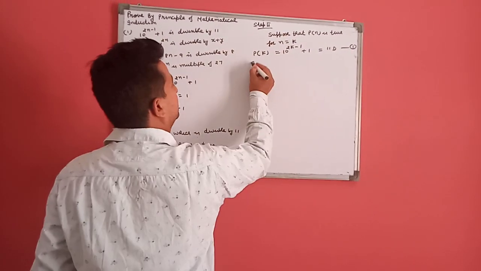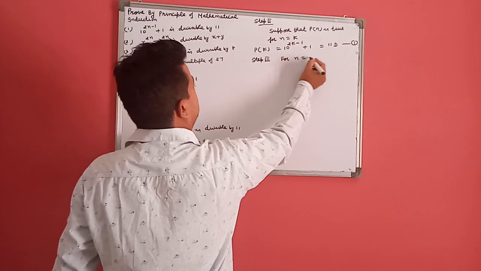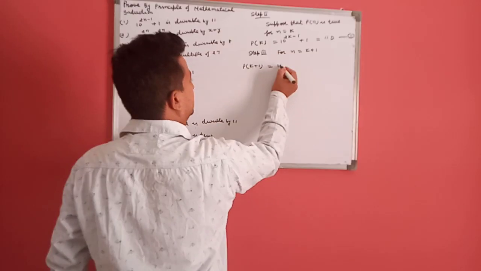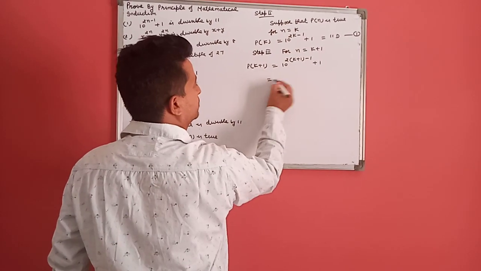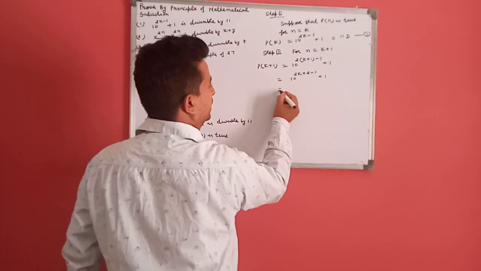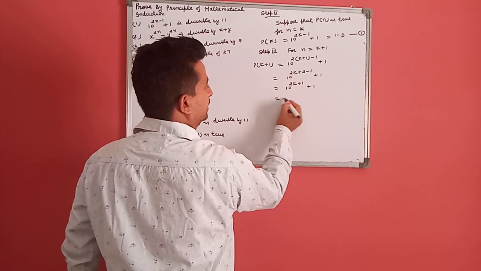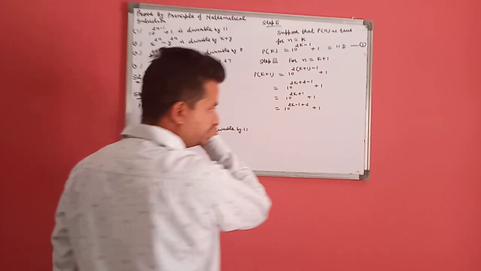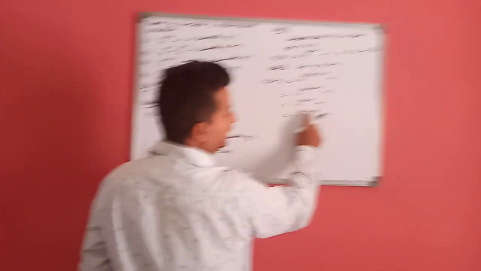In step third, for n equal to k plus 1, that is Pk+1, we have 10^(2(k+1)-1) + 1. This is 10^(2k+2-1) + 1, which we write as 10^(2k+1) + 1. We write this as 10^(2k-1+2) + 1. This is the important step. We write 10^(2k+1) as 10^(2k-1) into 10^2.